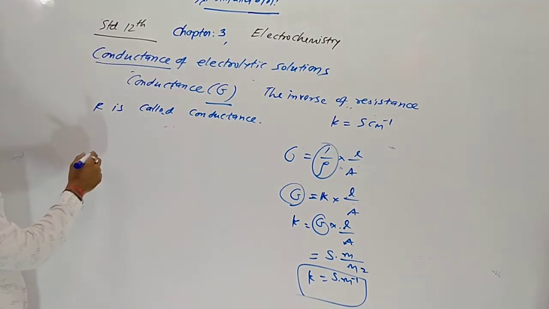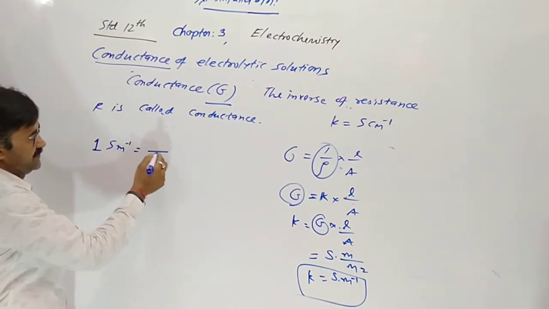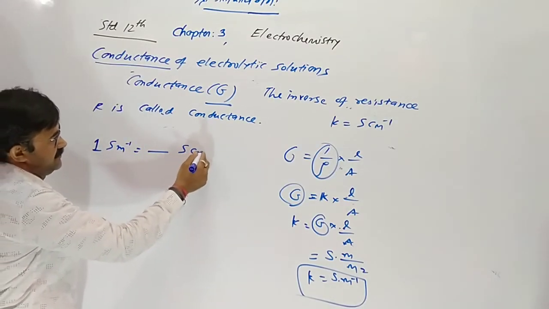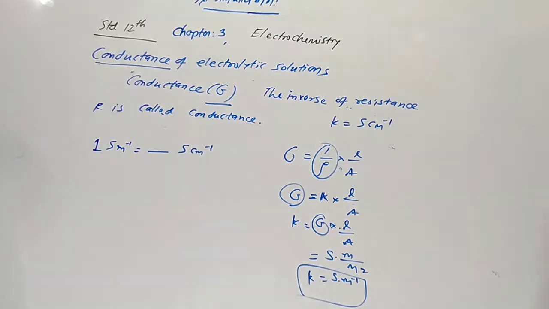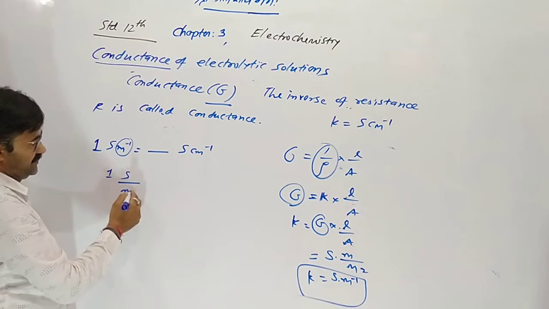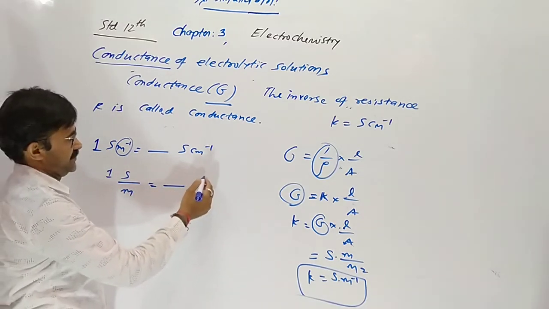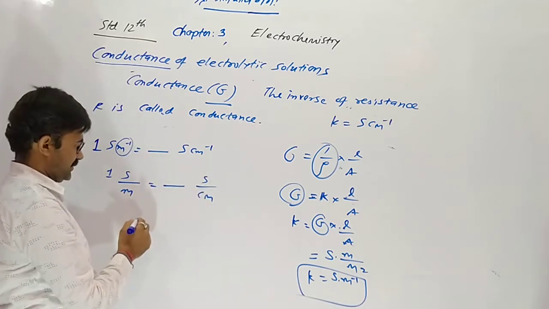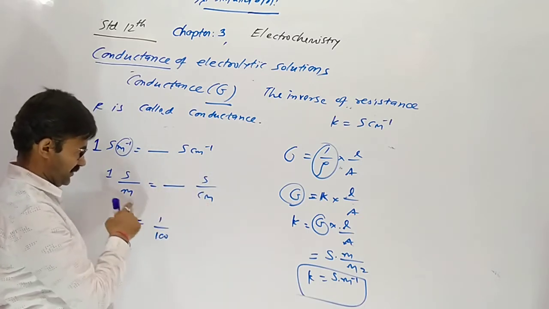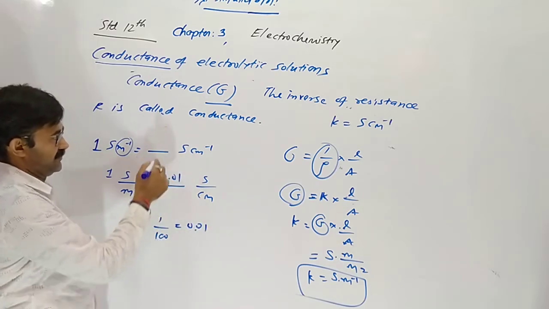Understood? Now the relation of it. 1 Siemens into meter inverse is equal to how much Siemens into centimeter inverse? Now store in your mind. Here meter is in the downward. Meter we have to convert into centimeter. So downward we are multiplying 1000, so it will be 0.01.